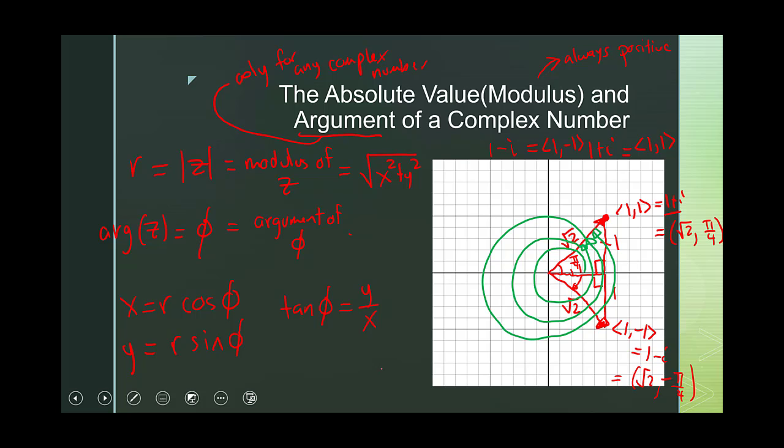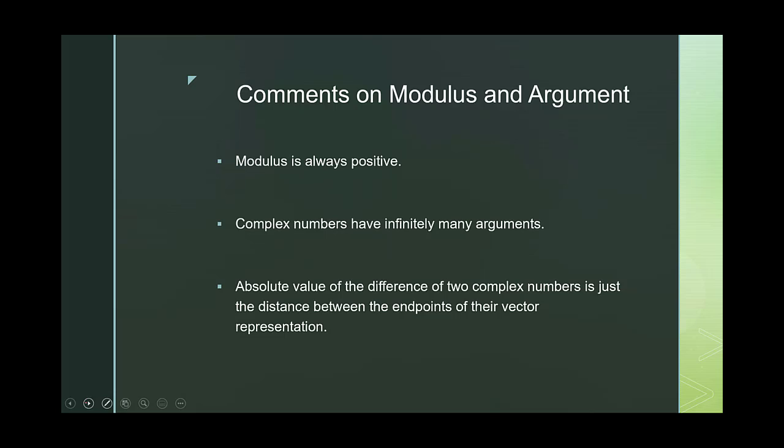Which is actually kind of a funny thing to say, infinitely many arguments. Like they're fighting with each other or something? I don't know. So in any case, just to summarize, modulus is always a positive number. It's the length of your complex number. Complex numbers have infinitely many arguments just by the nature of angles and rotating by 2 pi.